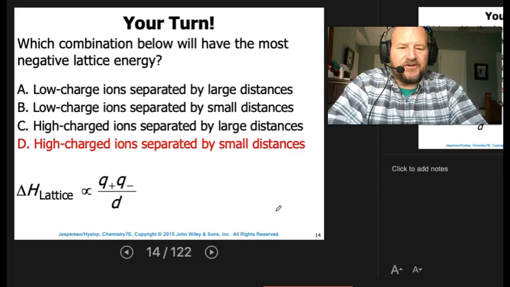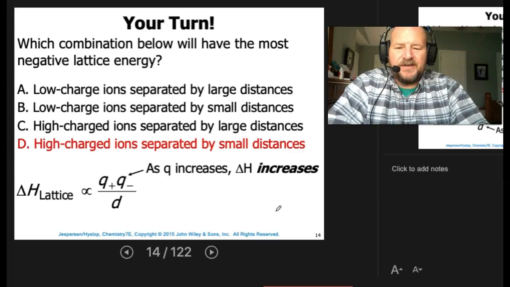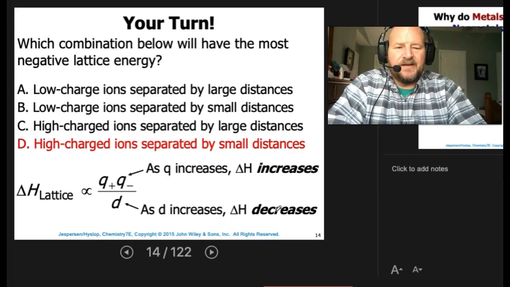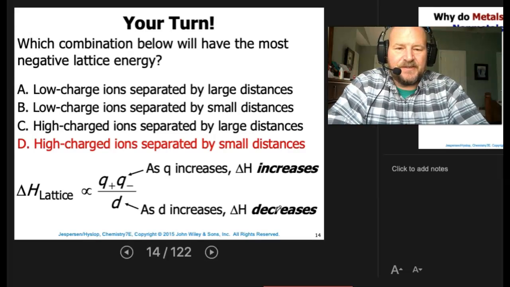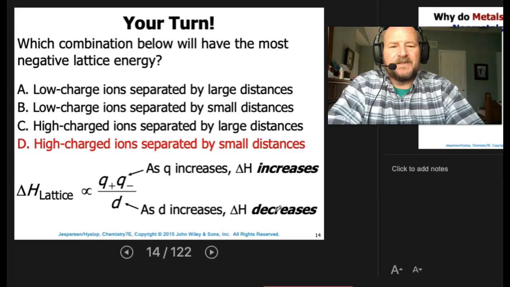So remember, it's the differences in your charges. So as Q increases, delta H will increase. And of course, as the distance increases, delta H decreases. So we want a smaller distance there.